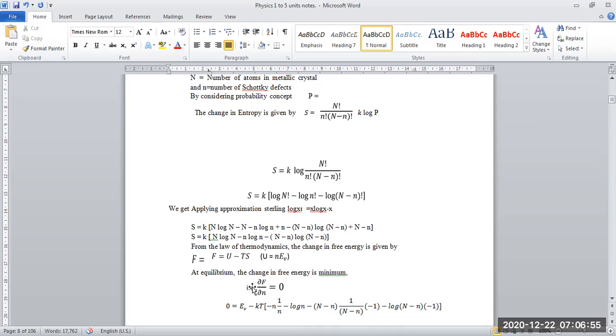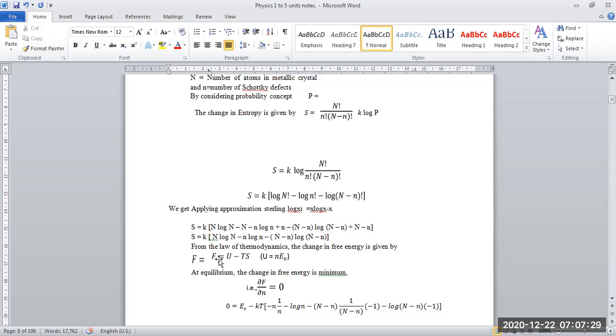If you want to know the minimum value, when you talk about change, we have the change in the free energy at the constant state. When you say change, differentiation will come. Therefore, mathematically we write dou F by dou n is equal to 0. When I write F you already know, this is the free energy function, given by U minus TS.